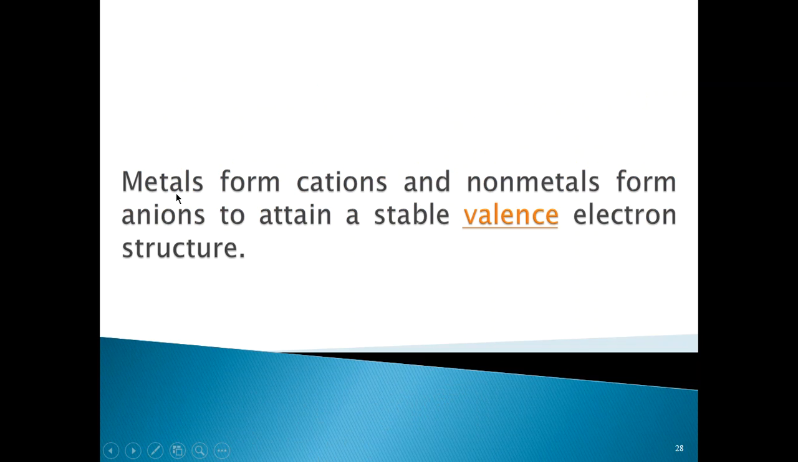Now, when it comes to metals, we saw earlier that they tend to lose electrons, and when they lose electrons, they form positive ions known as cations. Nonmetals, on the other hand, form negative ions known as anions. In either case, whether a cation or an anion is formed, the result is most often a stable valence electron structure. In other words, the cation or the anion will have the same electron arrangement as a group 8 element.